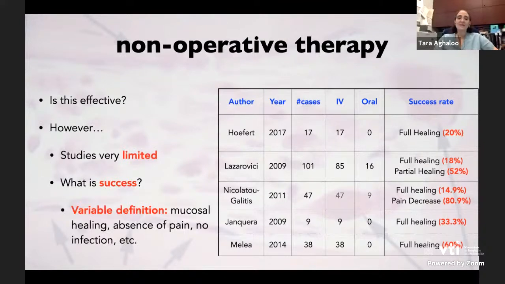But if you look at this, the studies are still pretty limited. And how do we define success? Is it mucosal healing? Is it absence of pain? Is it lack of infection? And so the criteria for evaluation is pretty much all over the map. And so I think that often contributes to the confusion with the non-surgical therapy.